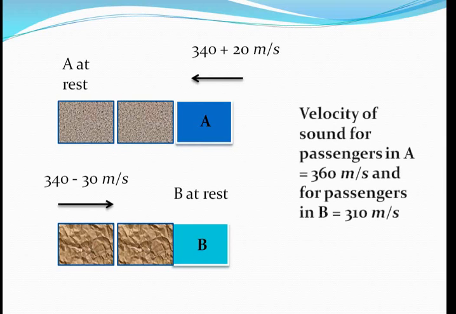So the velocity of sound for passengers in A is 360 meters per second, and for passengers in B it is 310 meters per second. The first part was fairly simple, just relative velocity.